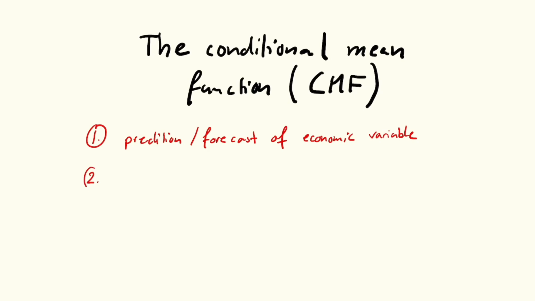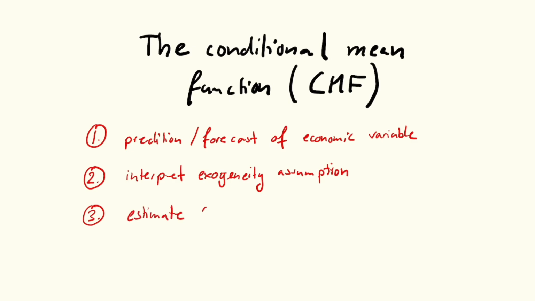Second, for causal inference, we relied on an exogeneity or balancing assumption. We will be able to provide an alternative interpretation of this assumption. And third, once we really understand the conditional mean function, it will become obvious how we can use data to estimate. In particular, it will be straightforward for us to derive the OLS estimator for the linear regression model.